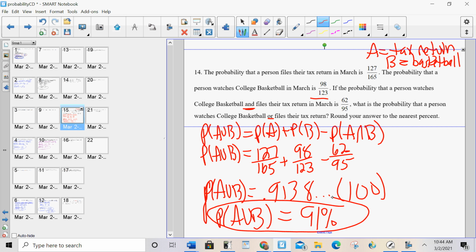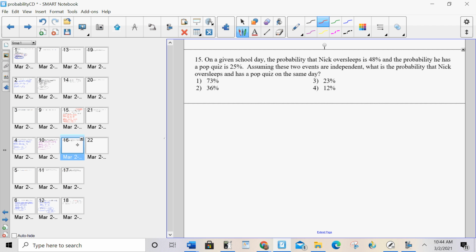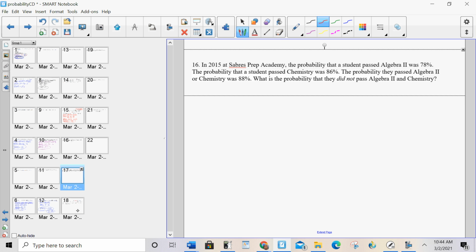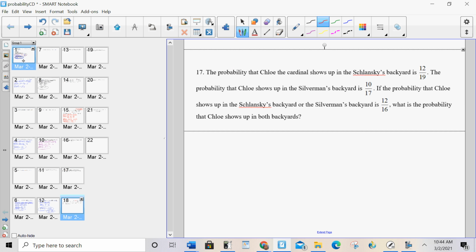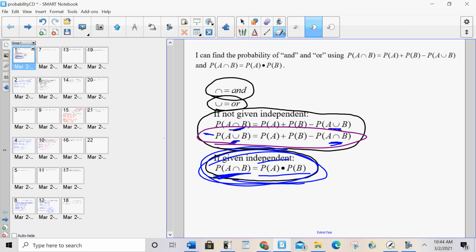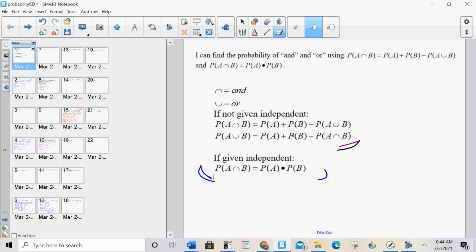So there are, let me just take a peek. I don't think there's any more little twists here. Not really. So there's three formulas. If it does not say anything about independent, that's the longer one. There's one for P of A and B, there's one for and, there's one for or. If it's and, you're subtracting the or. If it's or, you're subtracting the and.